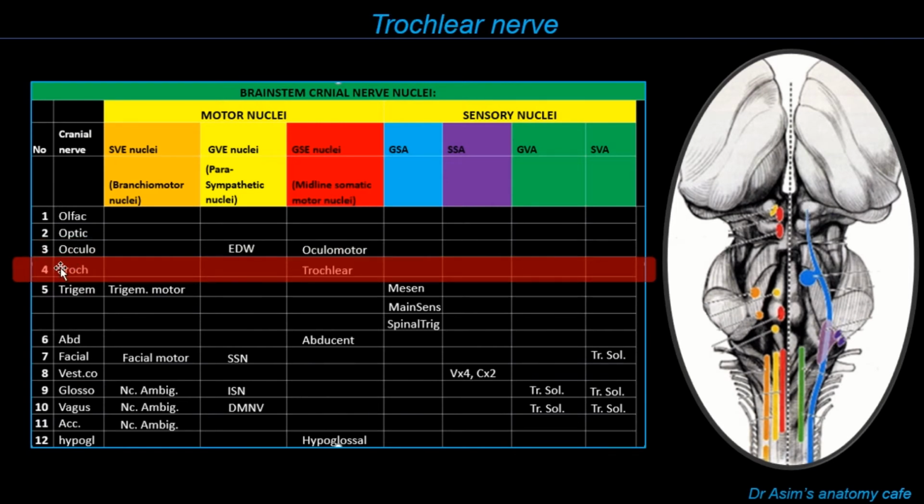Then if we look at the trochlear nerve, the table suggests that the trochlear nerve is also a pure motor nerve. It has only one nucleus, which is situated in the red column, which is the general somatic efferent column, and hence it will also innervate a somatic structure which is under our voluntary control, and that somatic structure would be an extraocular muscle called the superior oblique muscle.